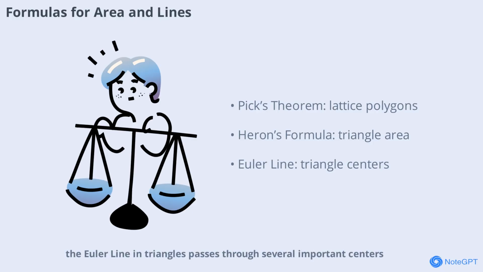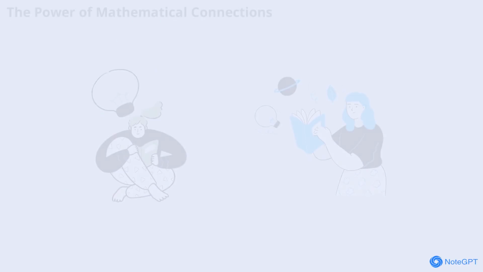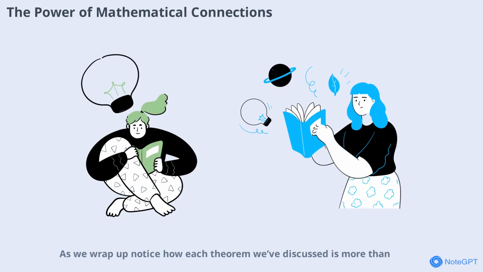Finally, the Euler line in triangles passes through several important centers, but notably the incenter usually does not lie on this line. These results show how formulas and lines can reveal hidden order in seemingly complex figures. As we wrap up, notice how each theorem we've discussed is more than just a formula. It's a bridge connecting different areas of mathematics.